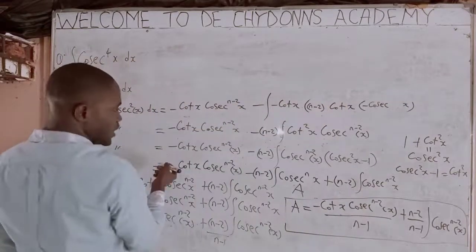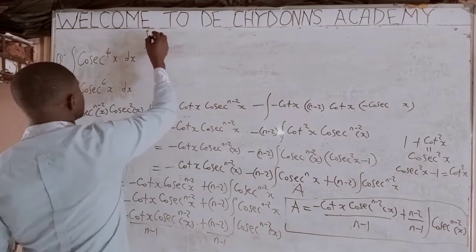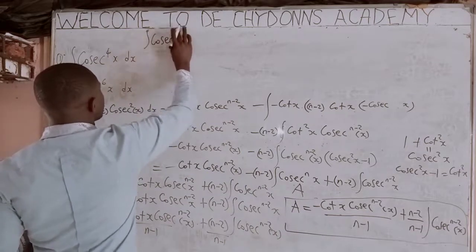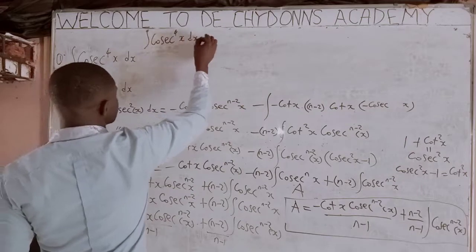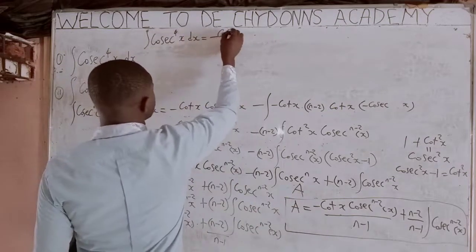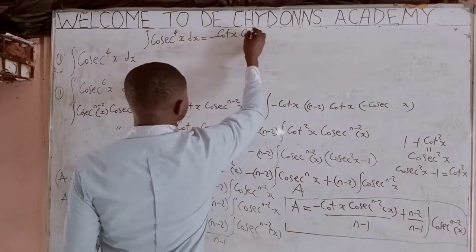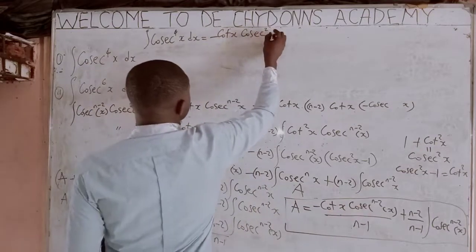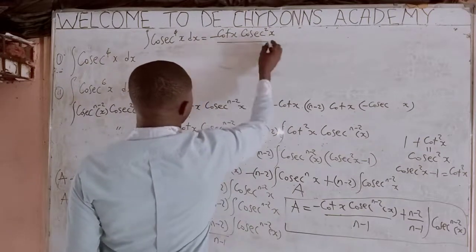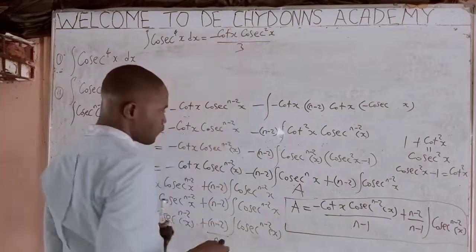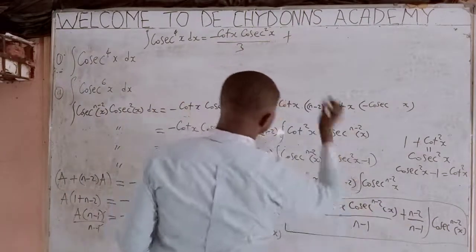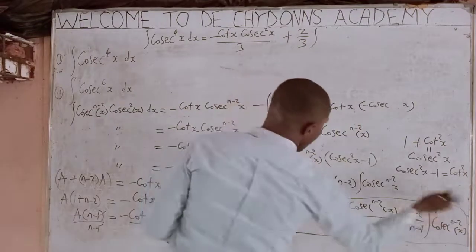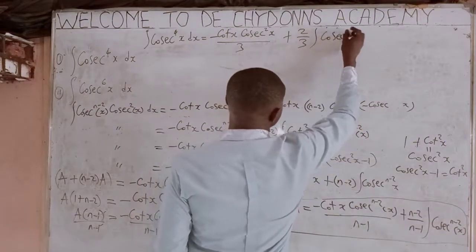We now say using the shortcut integration, using this shortcut, integration of cosec raised to power 4 x dx is equal to minus cot x cosec^(4-2) x, that is cosec squared x, all over 4 minus 1, which is 3, plus (4 minus 2) over (4 minus 1), which is 2 over 3, integration of cosec^(4-2) x, that is cosec squared x.